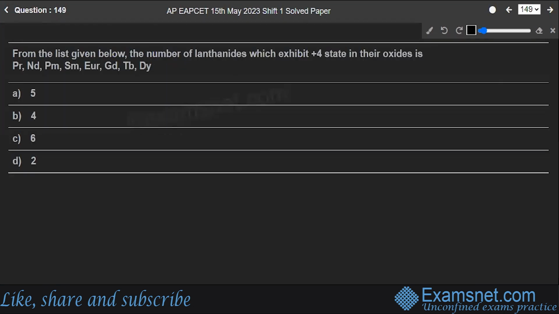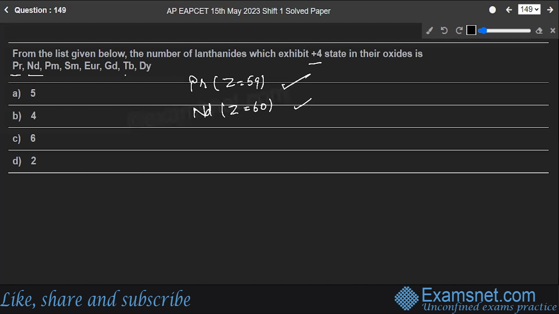Question number 149. From the list given below, the number of lanthanides which exhibit +4 state in their oxides is which of these? Okay, the first one is praseodymium, which has the atomic number of 59. This is a lanthanide which exhibits +4 state in its oxide. The next one, neodymium, has the atomic number 60. This also exhibits the same state.